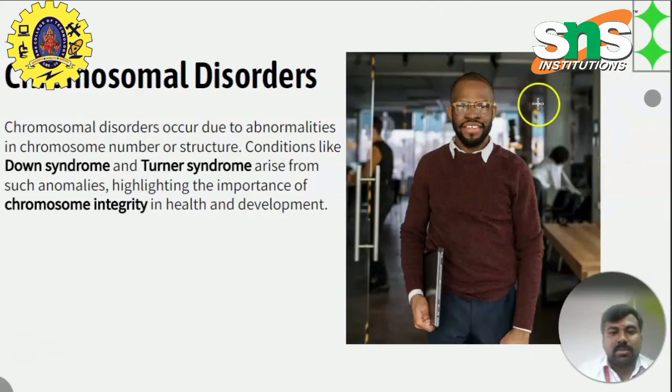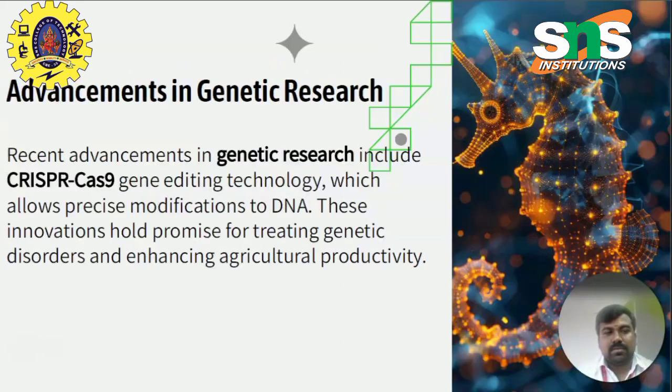These are examples of chromosomal disorders. Chromosomal disorders are due to abnormalities in chromosome number and structure. Conditions like Down syndrome and Turner syndrome arise from such anomalies, highlighting the importance of chromosome integrity in health and development.